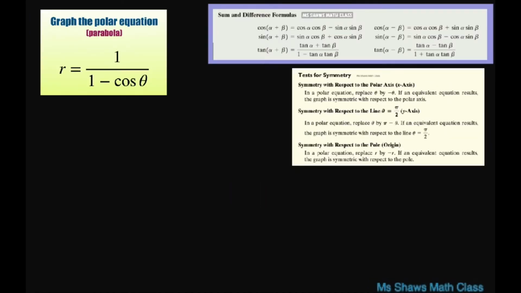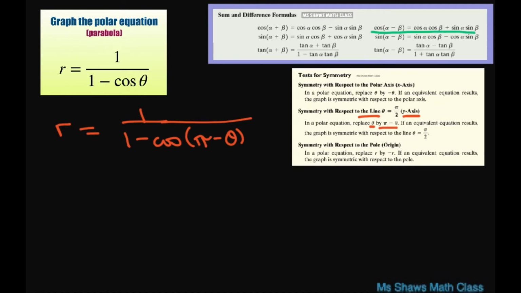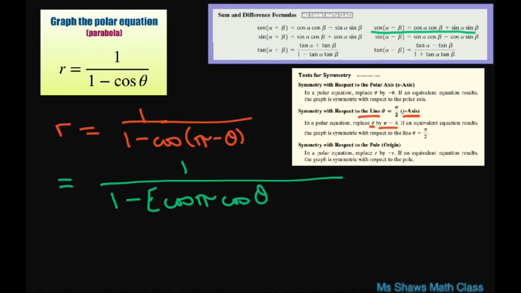All right, so let's check for symmetry with respect to the line theta equals pi over 2, or the y-axis. Basically, we're replacing theta with pi minus theta. Then we're going to use our difference formula and expand this. So we get 1 divided by 1 minus cosine of pi times cosine of theta plus sine of pi times sine of theta.